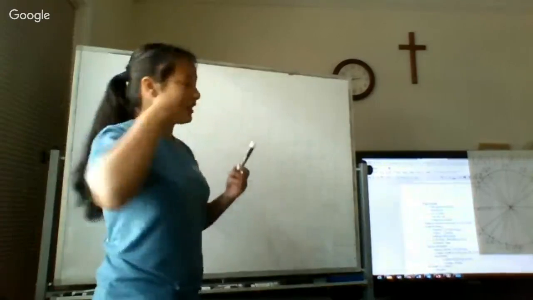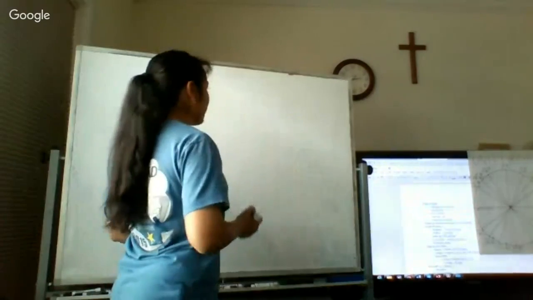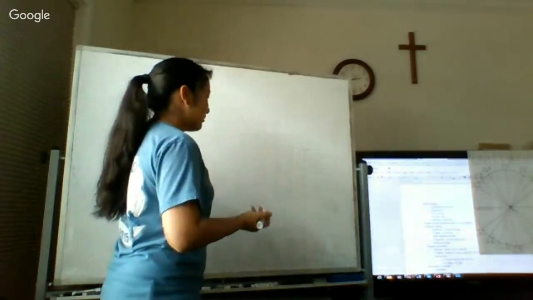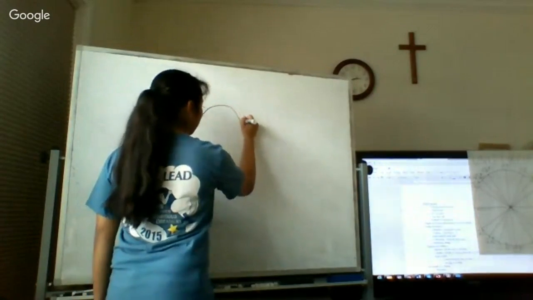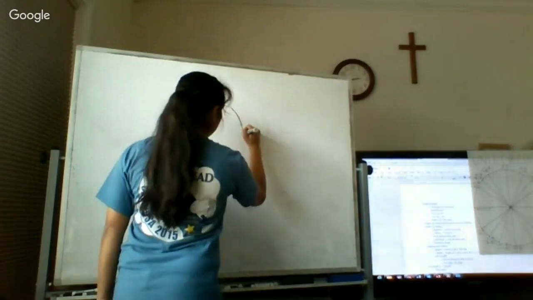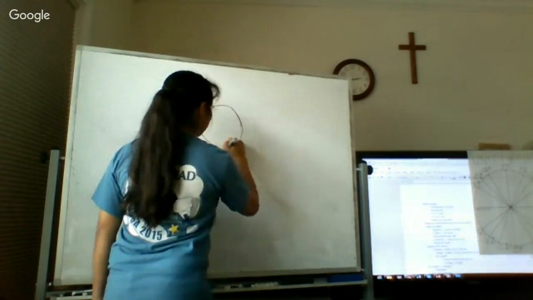Whew, sorry, it's kind of warm. Okay, so 1 radian. If you have a circle, please do not mind my not very circular circle.